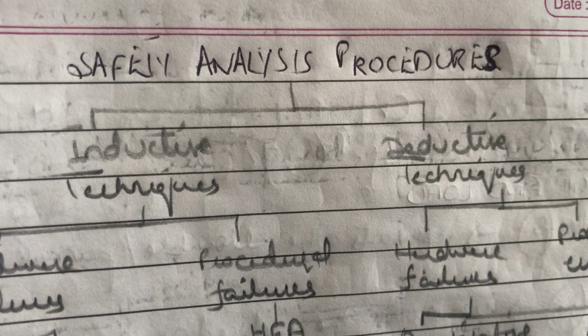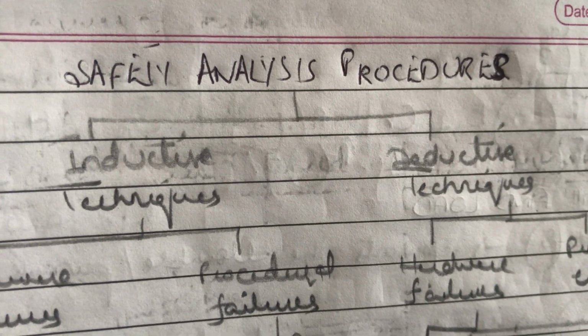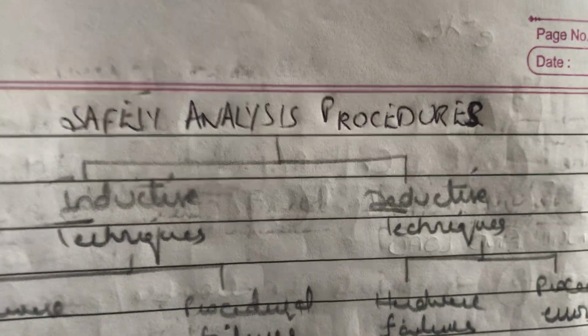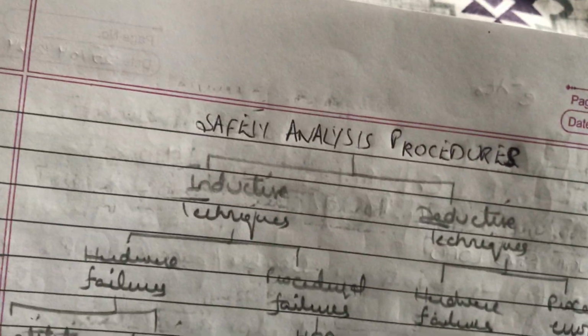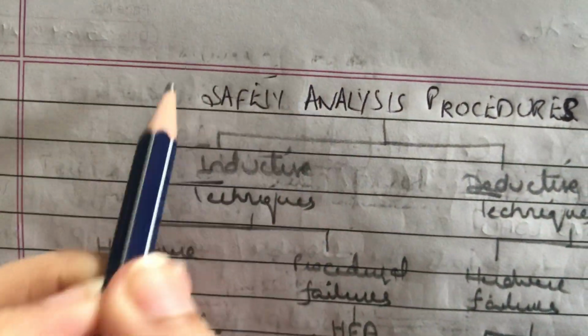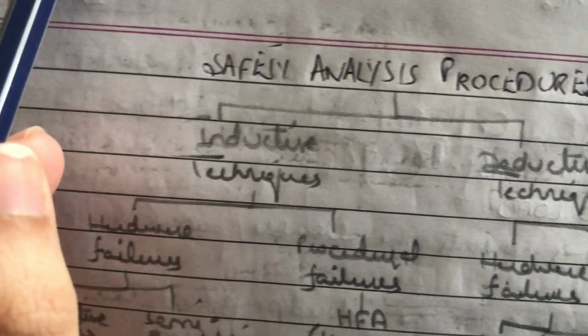In this video, I'm going to talk about some safety analysis procedures. So, what basically is safety? Safety is just like the term says. Safety is basically that we have a system, okay?